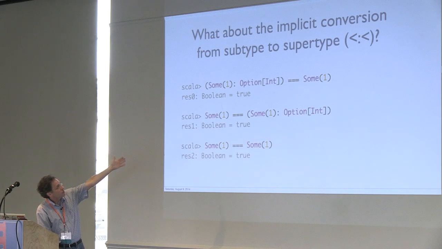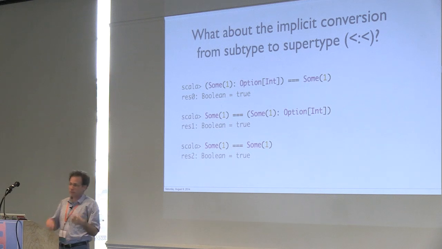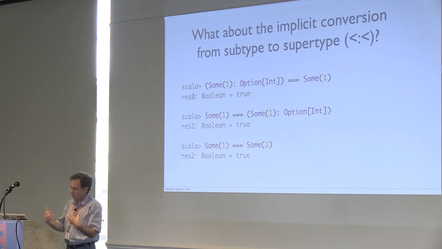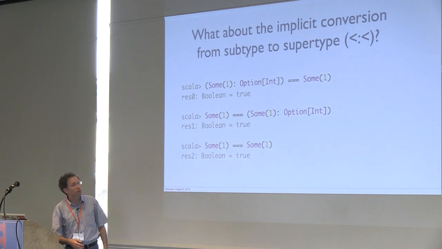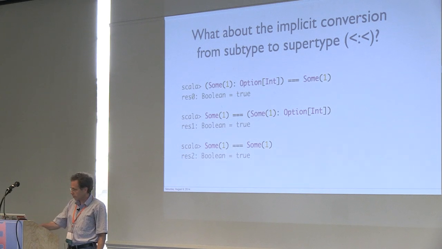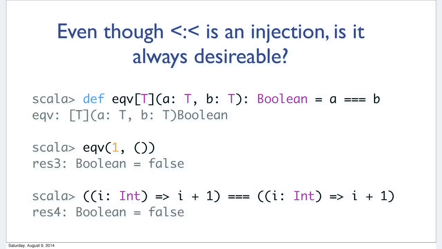Here I have an Option of Int being compared with a Some of Int, which is a subtype, in both directions. And then I have Some of Int compared with itself. And this subtype-supertype relationship is reflexive. So you could think of it as being converted by this funny little operator.